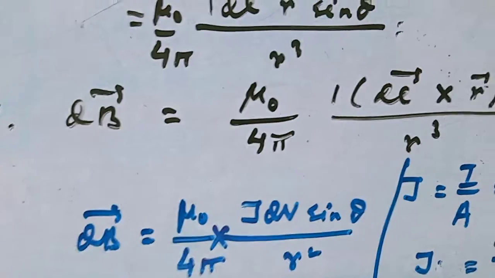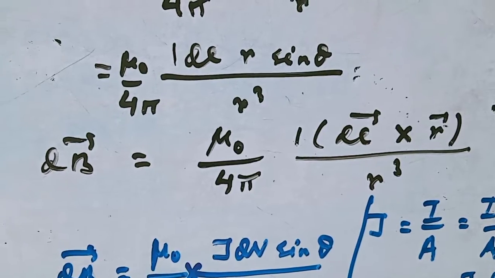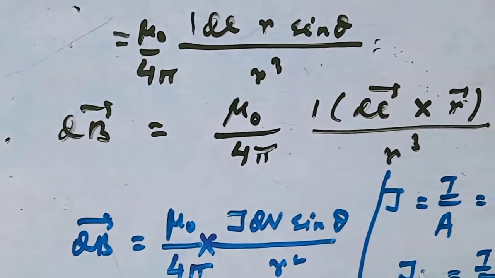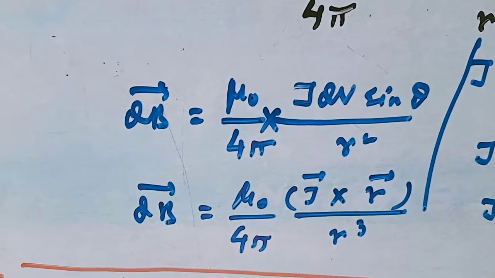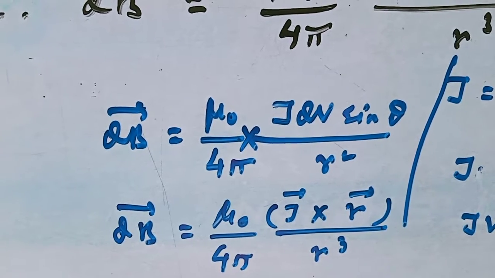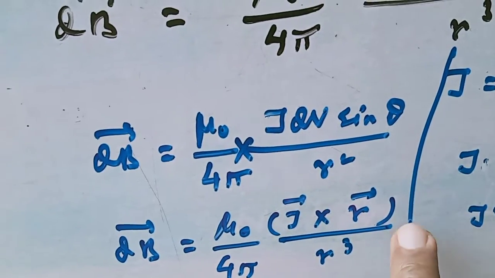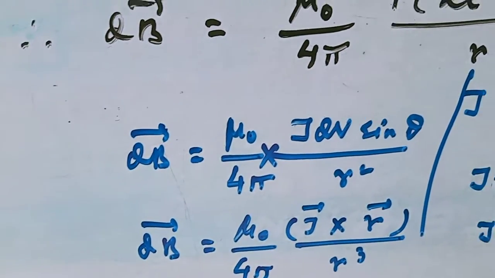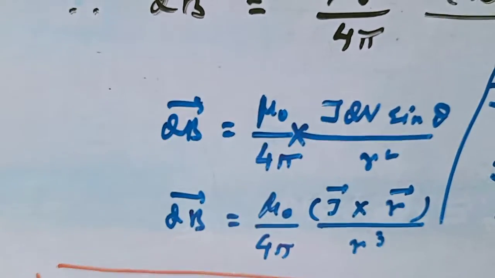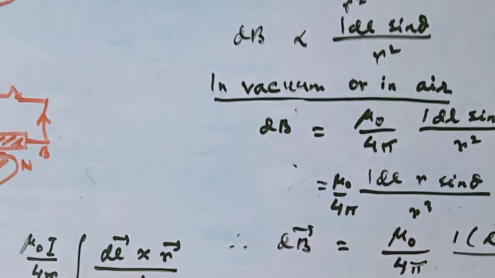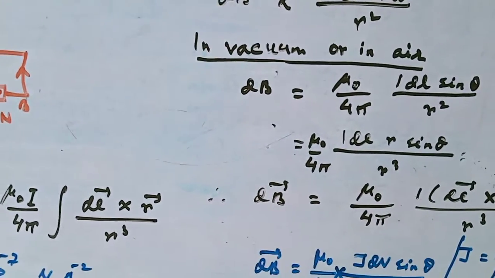See here, if you introduce r, then J into r dV sine theta. Now a cross b means ab sine theta, so we can write here in this manner: mu naught by 4 pi J cross r dV by r cube. So it is a cross product of two vectors. Quite simply, you know that a cross b means the vector which is perpendicular to both a and b and directly proportional to the sine theta.